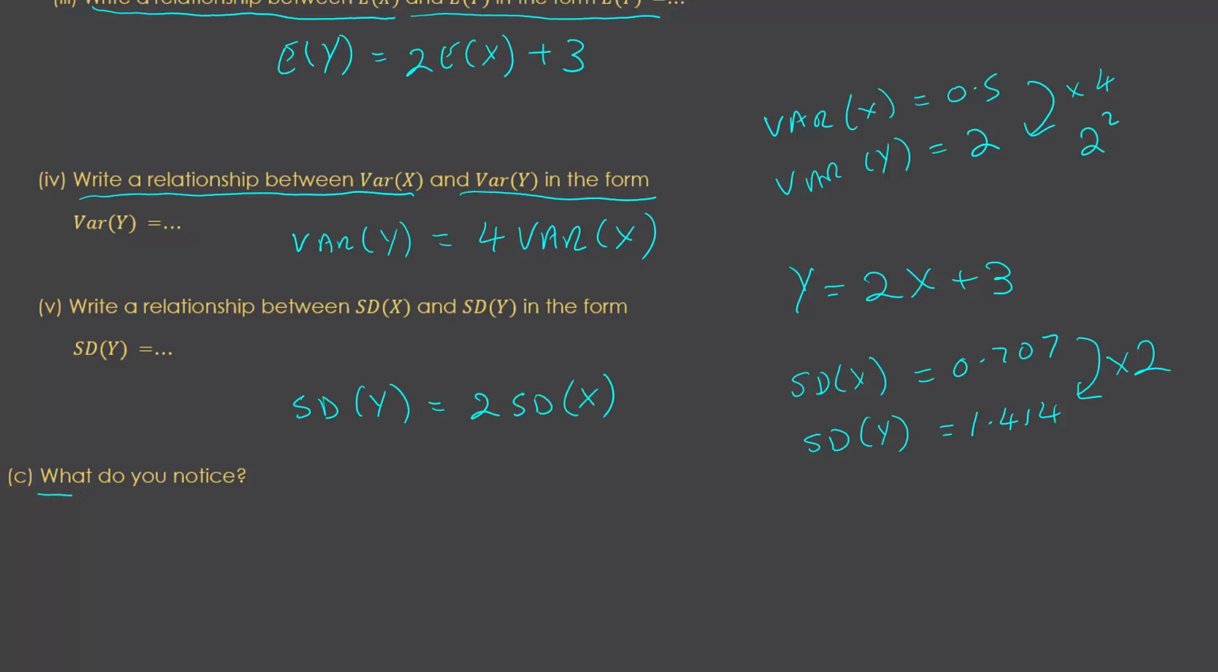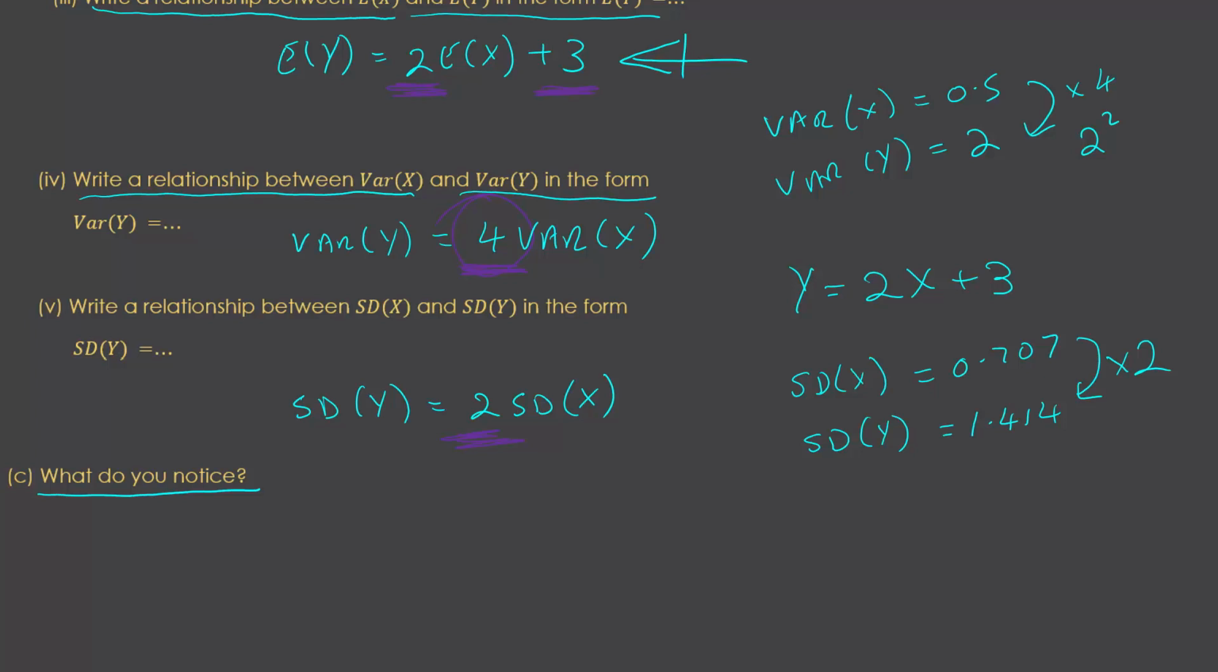So what do we notice? Well, if we look here, we can see that the expectation is affected both by the multiplication of 2 and the adding of 3. Whereas the variance is only affected by the multiplication by 2, as is the standard deviation. And of course, this one is 4, just because variance is a squared quantity.